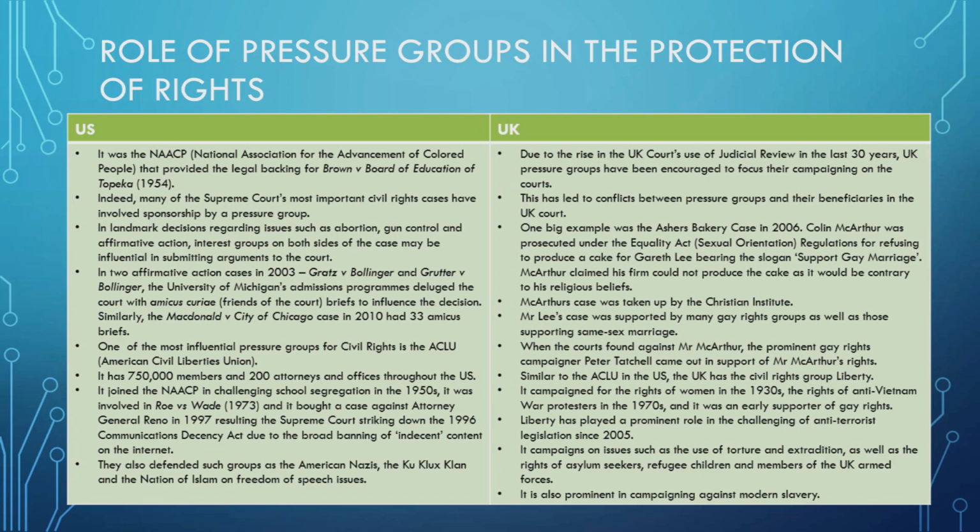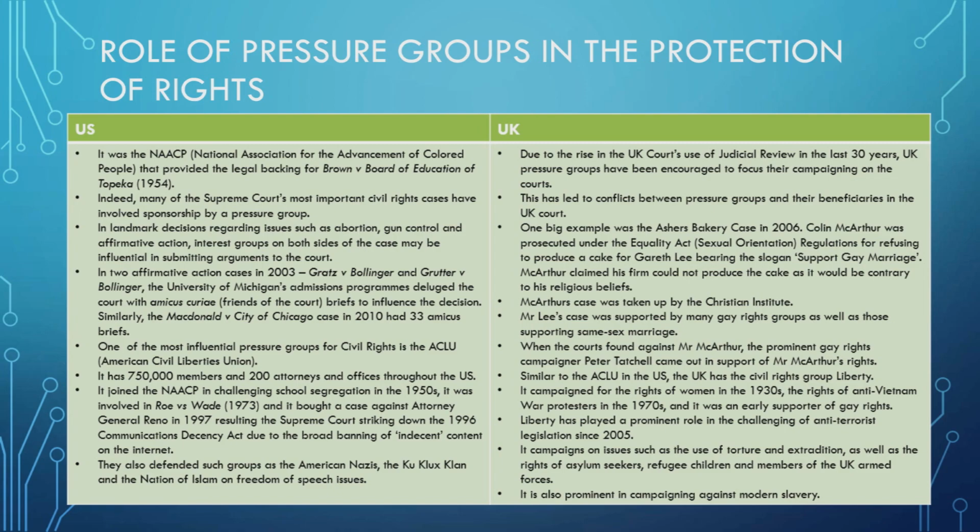One of the most influential pressure groups in America for civil rights was the ACLU. It still is. It has 750,000 members and 200 attorneys and officers throughout the US. It joined the NAACP in challenging school segregation in the 1950s. It was also involved in the Roe v. Wade 1973 abortion case, and it brought a case against Attorney General Reno in 1997, resulting in the Supreme Court striking down the 1996 Communications Decency Act due to the broad banning of indecent content on the internet.